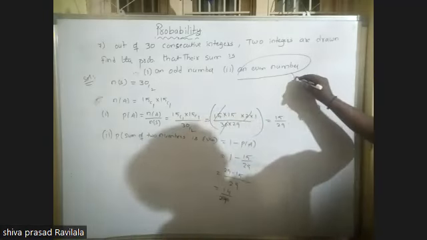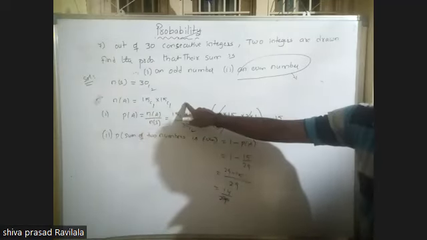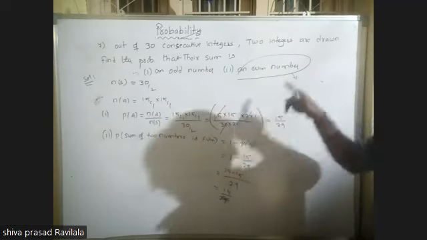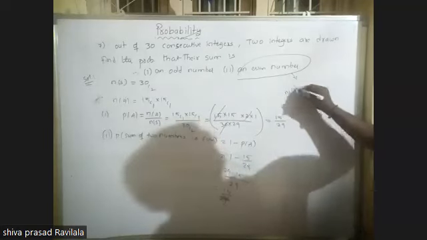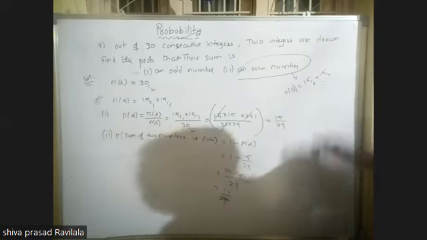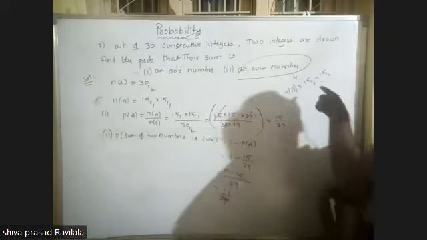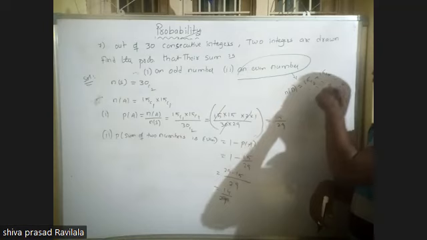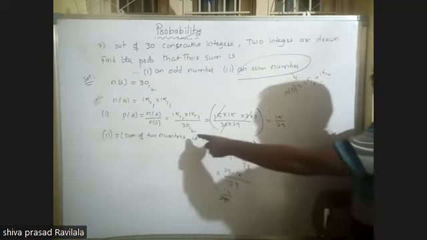In this condition, n(A) may be different. Here n(A) is equal to 15C1 into 15C1: one from an odd number and one from an even number. But in this condition, the sum will be an even number, so you take n(B). n(B) is equal to 15C2 plus 15C2. Either the 2 are even or odd, any one of these two. 15C2 plus 15C2 by n(S), the value 30C2.